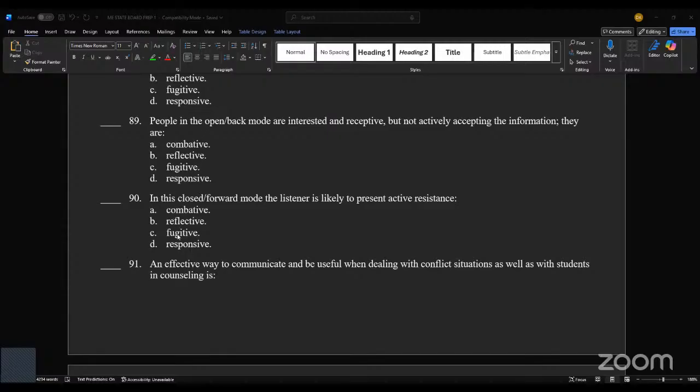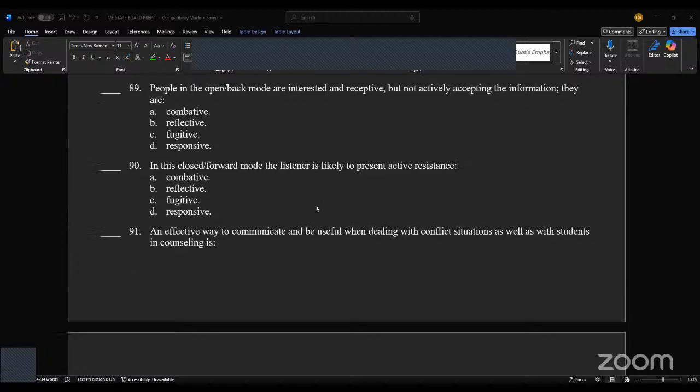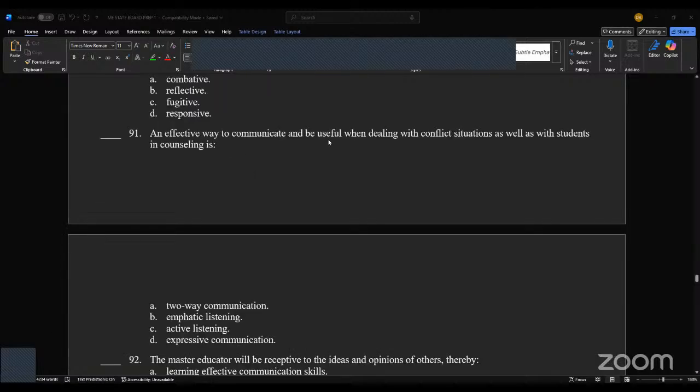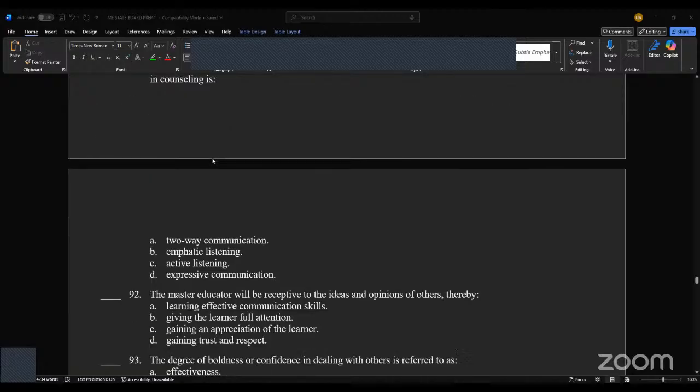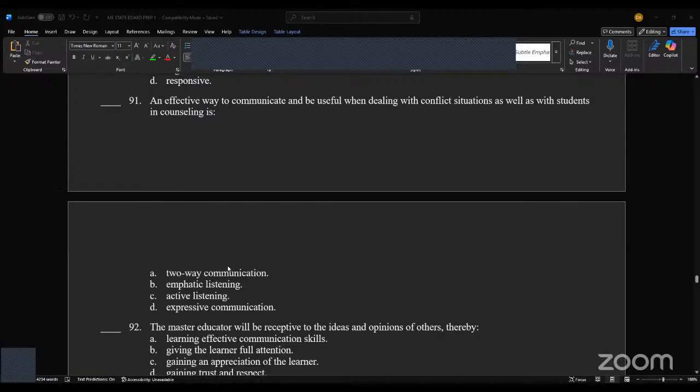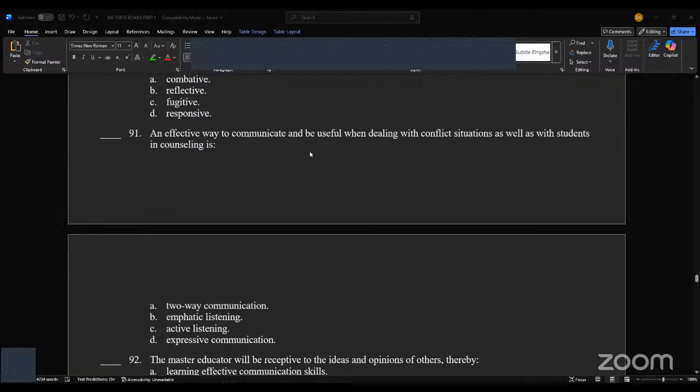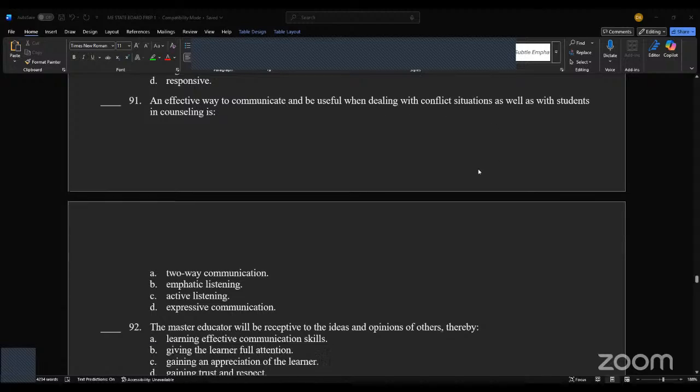91, and we're almost done. An effective way to communicate and be useful when dealing with conflict situations, as well as with students in counseling. It is two-way communication, empathetic listening, active listening, expressive communication, and 91 is C, active listening. Effective way to communicate and be useful when dealing with conflict situations. I'm listening in the moment.